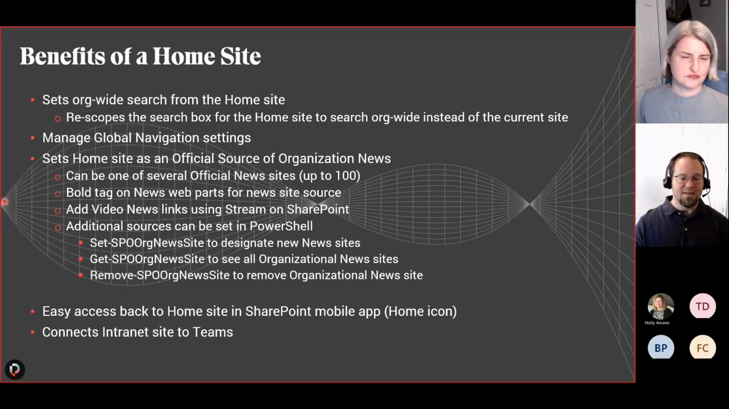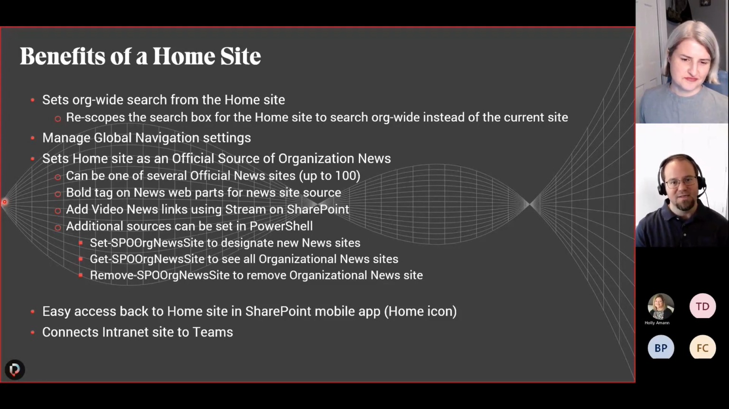The other thing that we get, with that official news source, is being able to see a bold tag on the news web part. We'll again take a look at that, showing that it's coming from an official source of news. We can also add video news links using Stream on SharePoint. So once we designate a site as a news site, it doesn't have to be just the home site, but once a site's designated as an official news site, there is a new option that appears in that new dropdown that lets us add a link to a video, which is kind of nice, and that video will show up in the news feed. You can again set additional news sources with PowerShell.